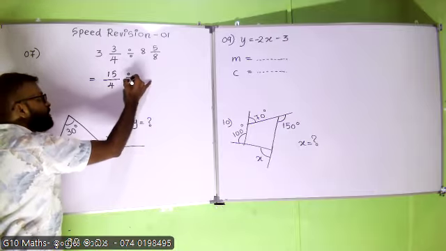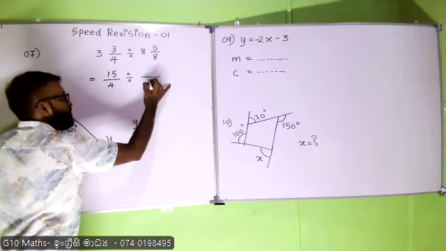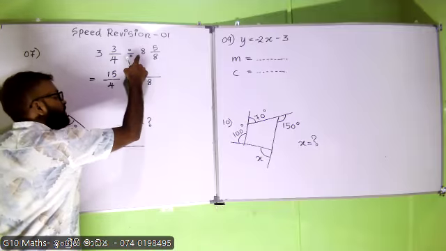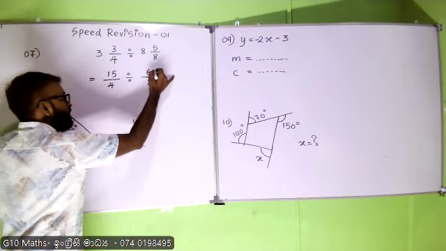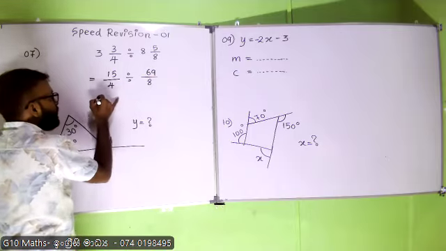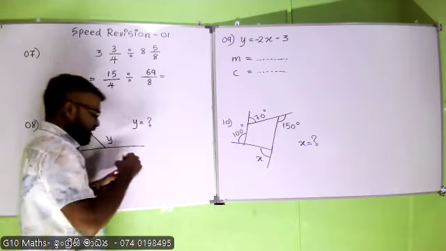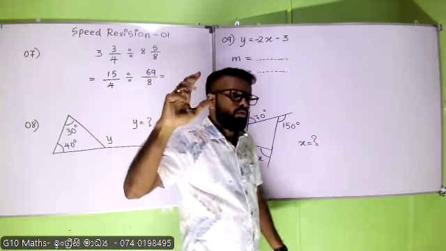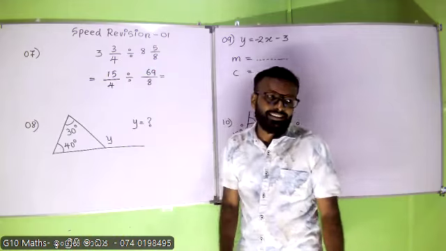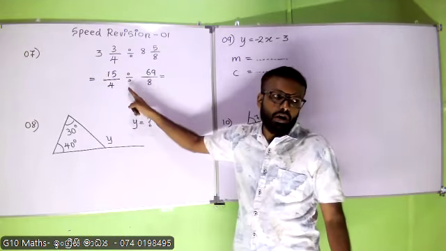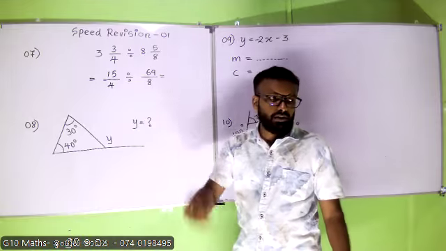So I will keep the division mark as it is. Here the denominator is also 8. 8 times 8, 64. 64 plus 5, 69. Okay. So now how you are going to simplify this one? Here you have a division mark. What can you do for this division mark? Can anyone tell me? Tell me.